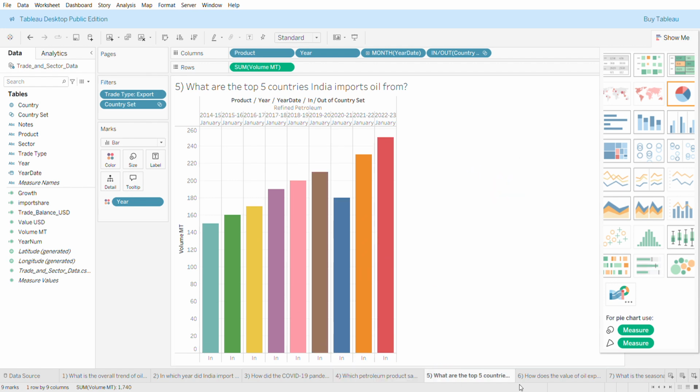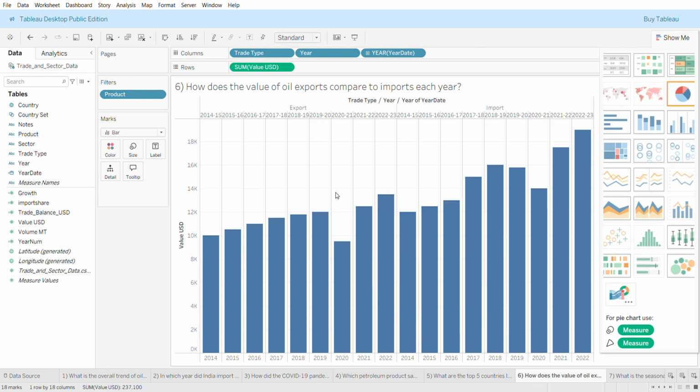And the next question is the sixth one. How does the value of oil exports compare to imports each year? Here I took the yearly import and export values in USD and calculated the trade balance. A bar chart helped visualize this monetary comparison. India runs a persistent trade deficit in petroleum as import values exceed exports each year, although the deficit narrowed somewhat post-COVID. And this is the bar chart here, showing 2014 up to 2023.